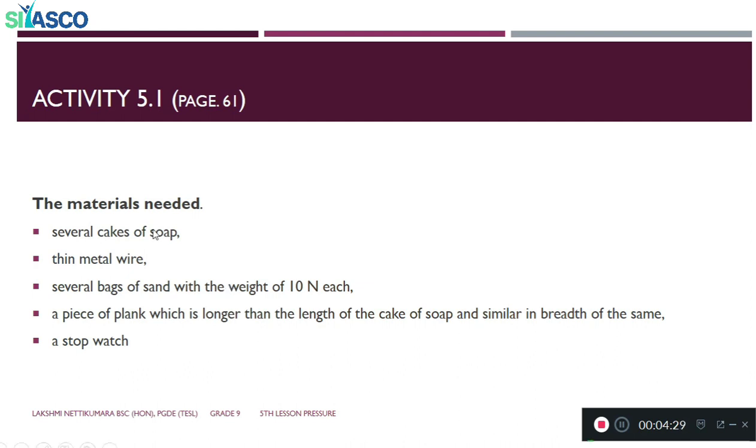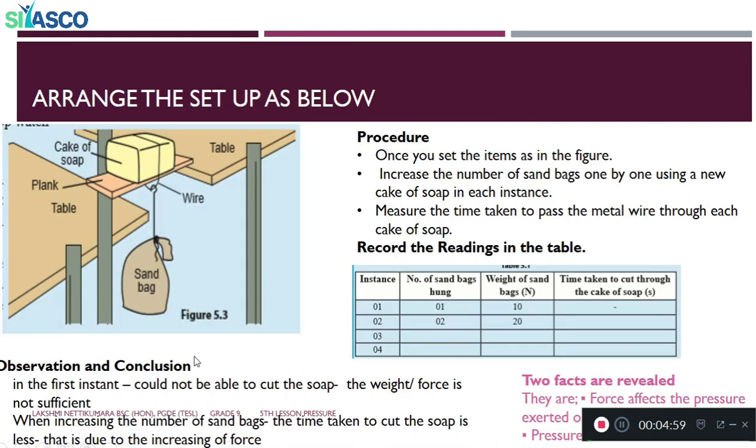Now it's better to do this activity given on page 61. First, collect the materials needed. You have to collect several cakes of soap, thin metal wire, several bags of sand weighing 10 Newton each, a piece of plank which is longer than the length of the cake of soap and similar in breadth, and a stopwatch.